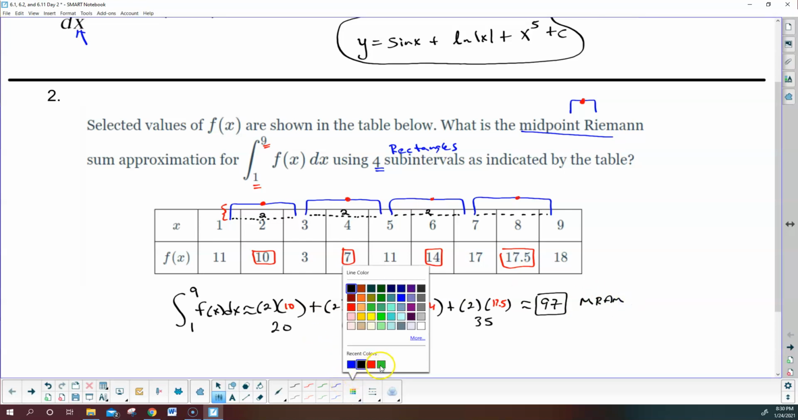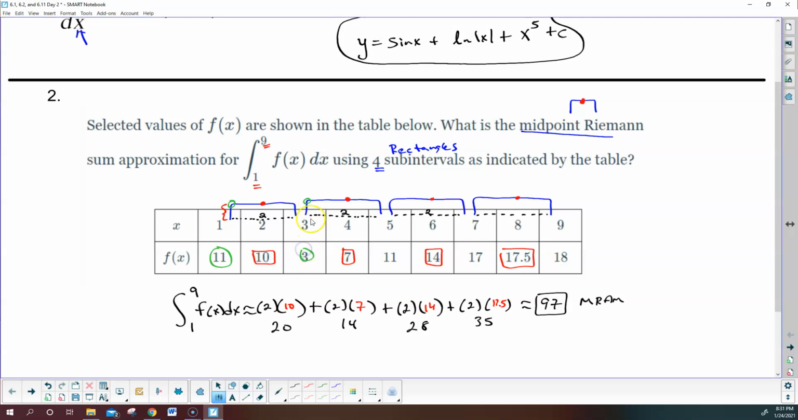Okay. Now notice really quick, what would change if I asked you to do the LRAM? If I said do the left-handed side, not much would change. Left-handed side would be using this endpoint. So I would do 2 times 11. And then if I did left-handed, I would use this output for the height. So this would change to a 3. Here we would go to an 11 for this one, and then 17 for this one. And notice how we ignore the end one when we're doing the left one. So this would be very quick. If I wanted to do the left approximation method, I would just replace all the red values with the green values, and that would be the LRAM.